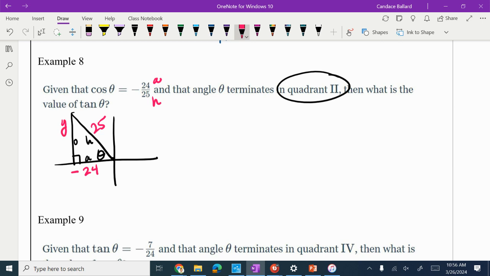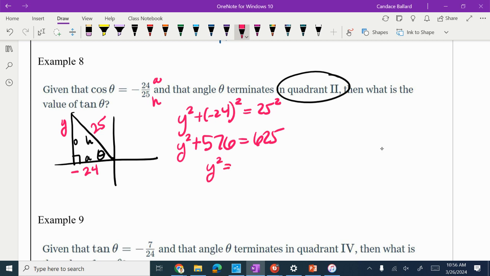I have to do the Pythagorean theorem. So y squared plus negative 24 squared equals 25 squared. What's 24 squared? 576. Somebody found it on the wall. What's 25 squared? 625. Perfect. How do I move the 576 to the other side? Subtract it. Good. So when I subtract that, what do I end up with?